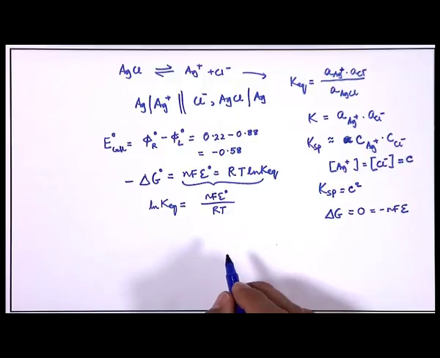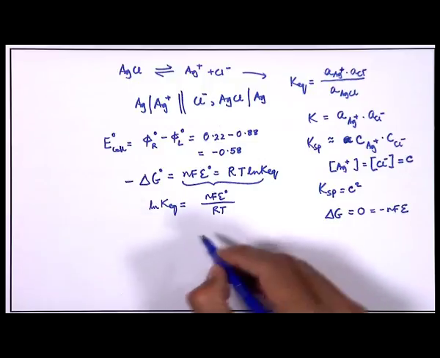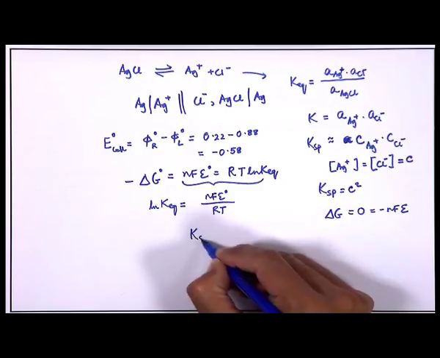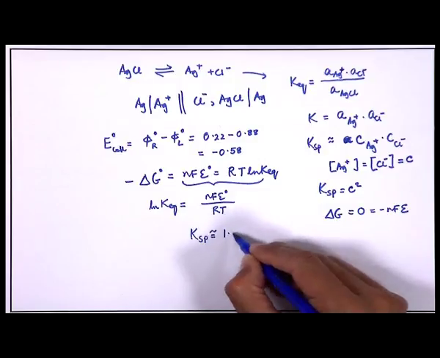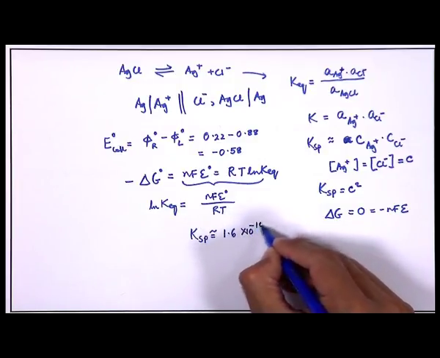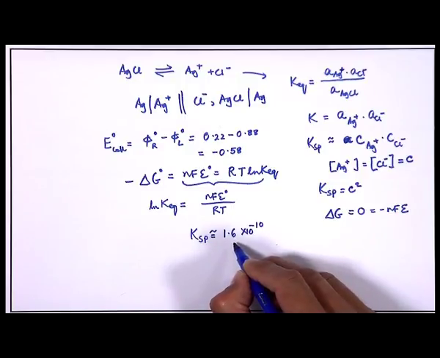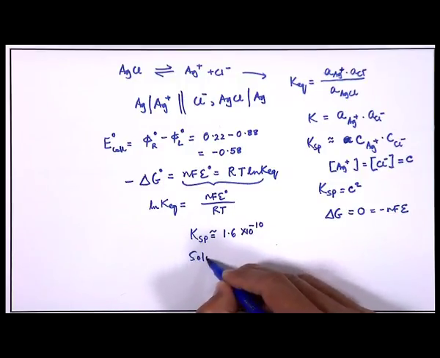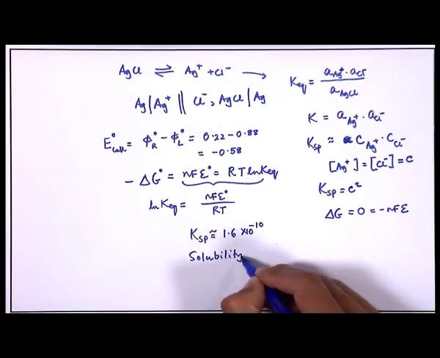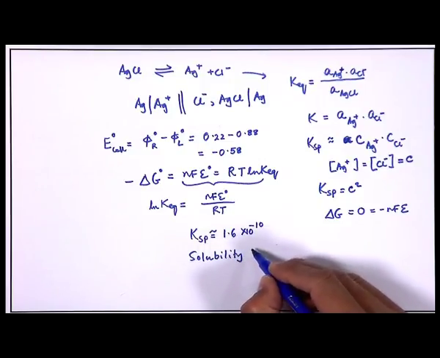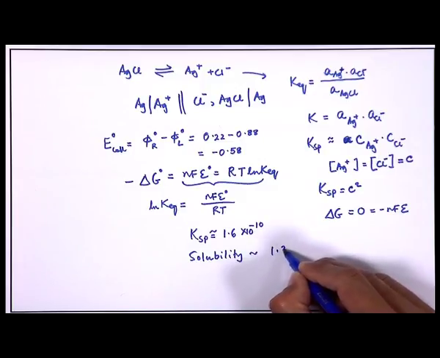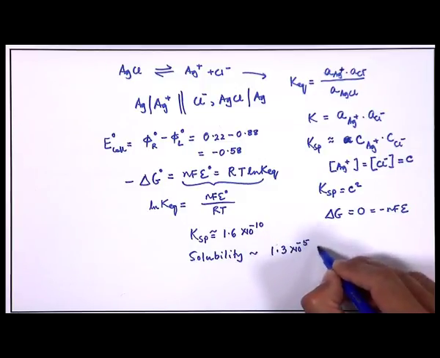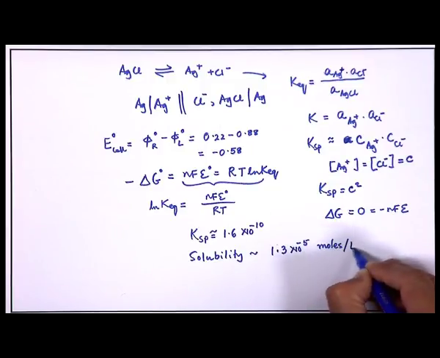and ultimately if you calculate with appropriate numbers, then you will be getting that Ksp is equal to about 1.6 into 10 to the power minus 10. Okay. So, this is your solubility product, and solubility will be basically square root of this. Solubility will come out to be approximately like 1.3 into 10 to the power minus 5 moles per liter.